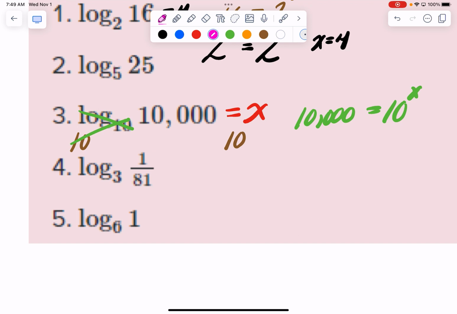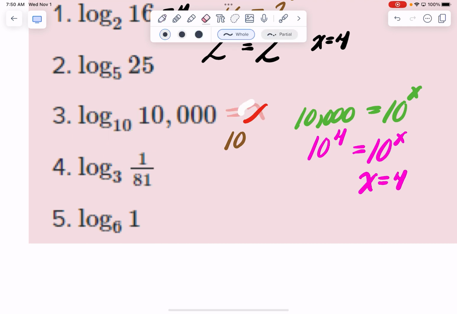I don't know. Let's go to a calculator and start typing in. 10 to the first, isn't it? Is it 10 to the second? Nope. 10 to the third? Not quite. 10 to the fourth is finally 10,000. So this is 10 to the 4th equals 10 to the x. So what does x equal? 4. So this logarithm just calculates to be the number 4. Logs are just numbers. It's just that we have to manipulate this to calculate what a logarithm is.